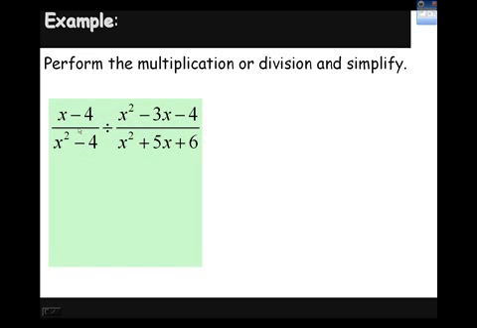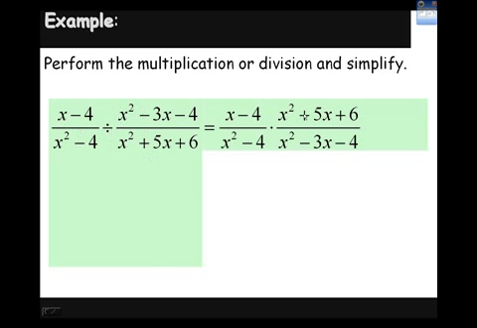Here's another example. We're going to do a division this time. Remember, to divide by a fraction, the rule is to invert and multiply. So we're inverting the second fraction. X squared plus 5x plus 6 goes to the top. X squared minus 3x minus 4 goes to the denominator. And we'll go ahead and multiply.